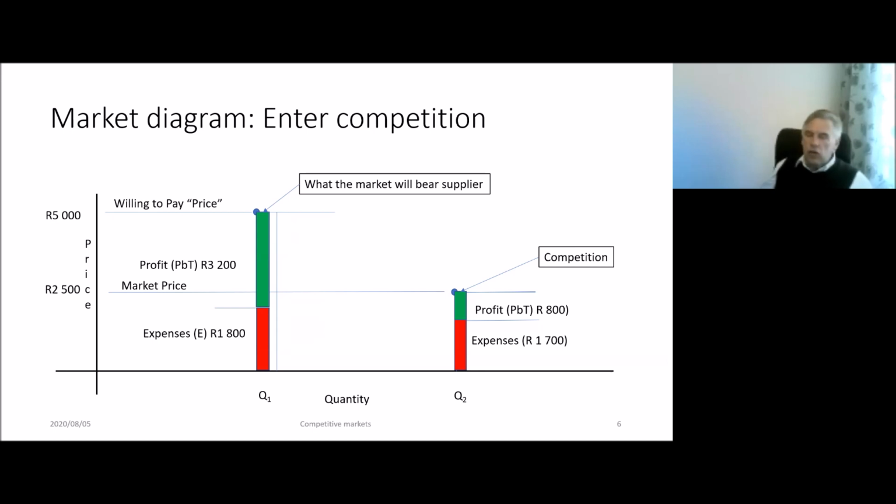But there's a second aspect, usually forgotten, which takes place. You notice the expenses have also gone down. It was 1,800, it's gone down to 1,700. Now, why would that happen? It's because in a competitive market, the supplier is now trying to get a profit from the market. He finds he can't do much on the price side because other competitors will set the price.